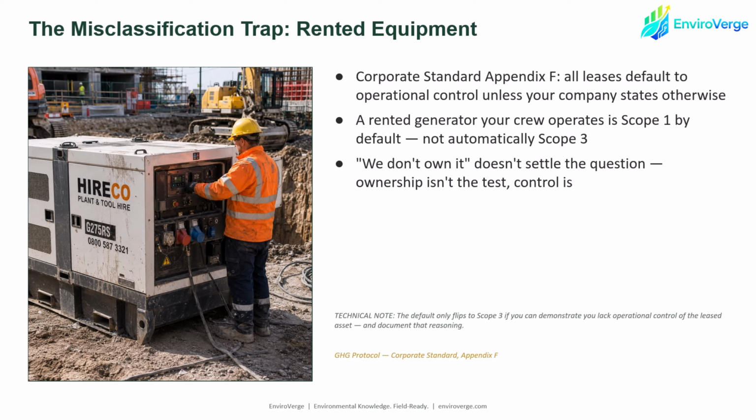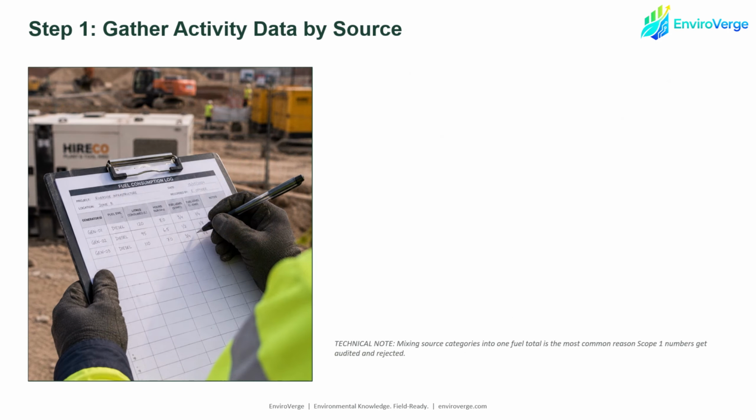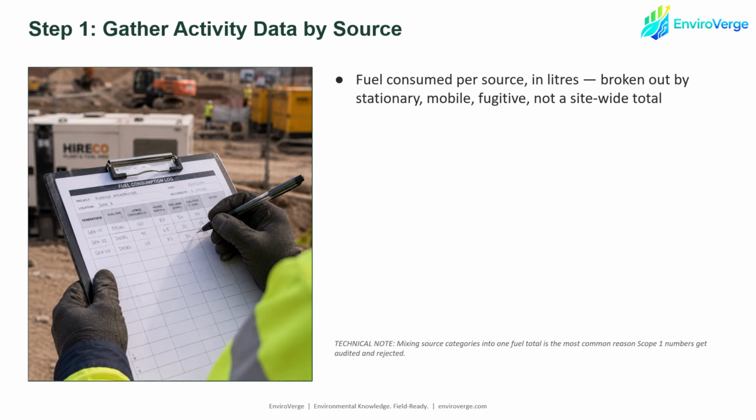The test isn't do we own it. The test is do we control it. Remember that. Step 1. Gather your activity data by source category, not as a site-wide total, by category. For stationary and mobile combustion, that means fuel consumed per source in liters, not kilowatts, not hours, not cost, liters of fuel. That's your activity data unit for diesel combustion.